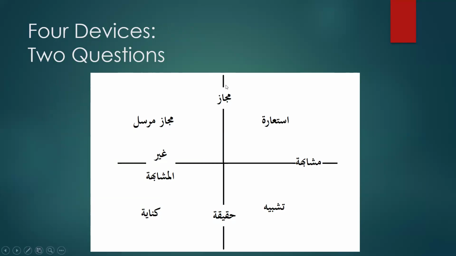Okay, so you can see that you ask yourself: is it a majaz or a haqiqa? Is the relationship mushabaha or other than mushabaha? So if the relationship is a comparison and it's majaz, meaning that a word or more was not used literally, then it is isti'ara. If a word or more was not used literally, and the relationship is not mushabaha, is not comparison, then it's majaz mursal.